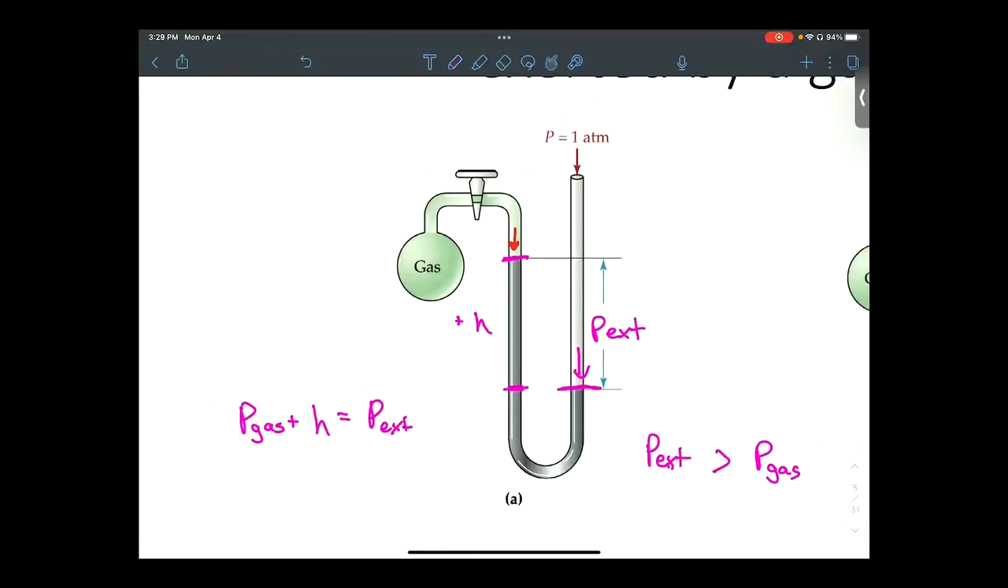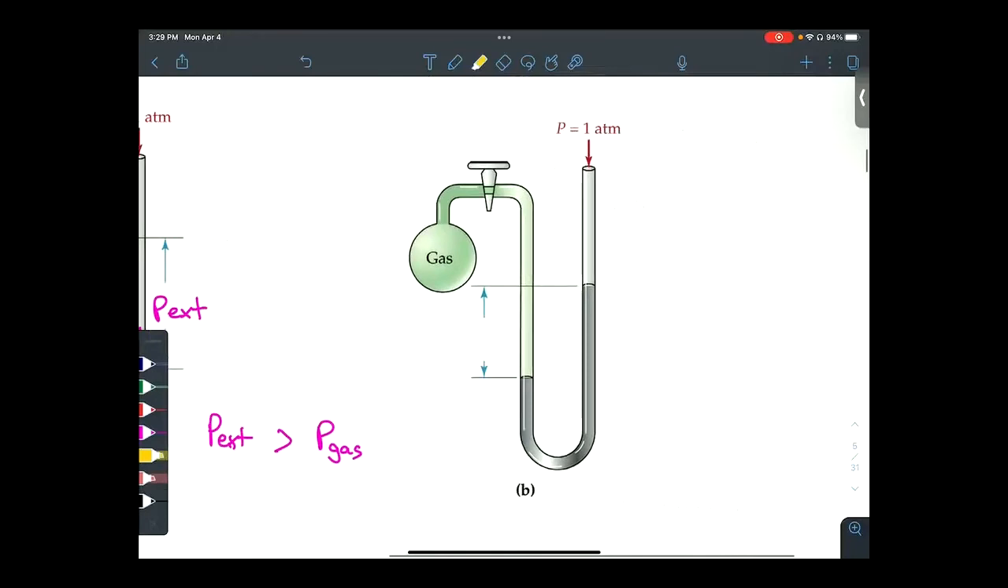In this picture, the external pressure is pushing down here, and it's equalizing the height of the mercury and the gas sample. That's how I like to think of it: it's pushing down, and to equalize that, it's the height of the mercury manometer column plus the gas sample. So it changes for this picture.